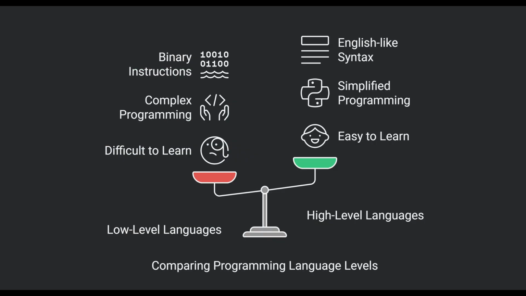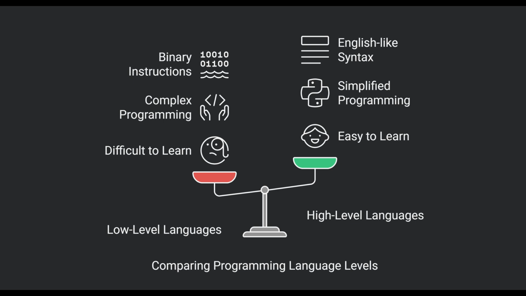So what is the difference between low level and high level languages? Low level language is very difficult to learn, very complex, and has binary instructions only. But high level language is easy to learn, simplified programming, and has English-like syntax also. But we still need to write a set of instructions. If we want to print something, we need to write print code. If we want to open a file, we need to write file opening code. If you want to connect to a database, we need to write source code related to connecting to the database also.